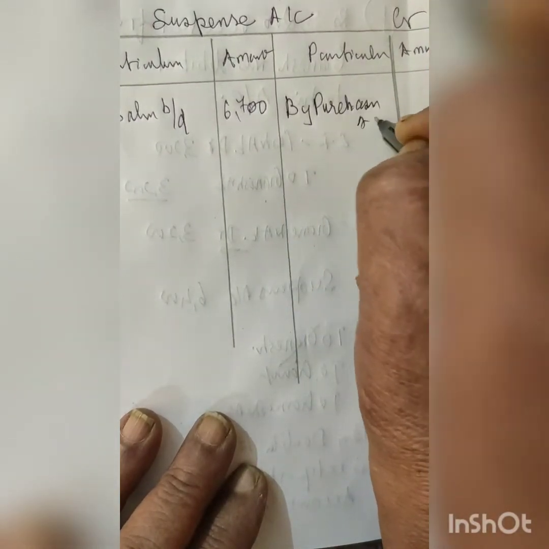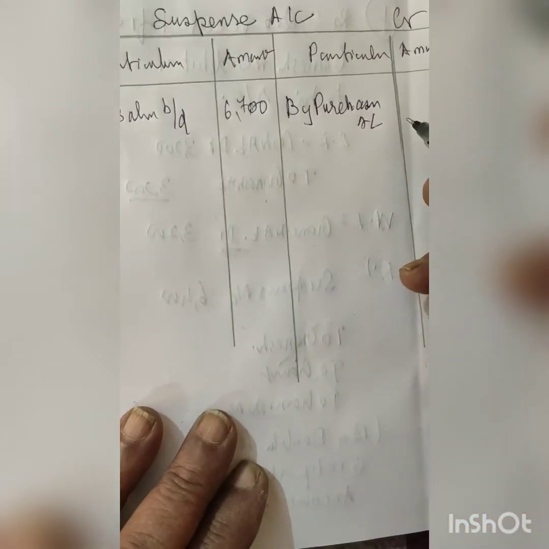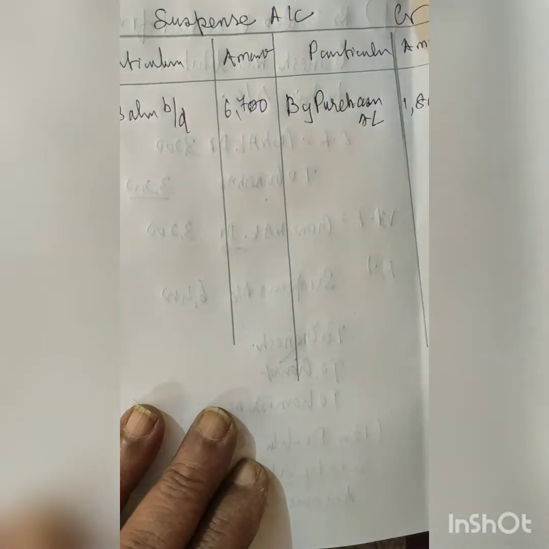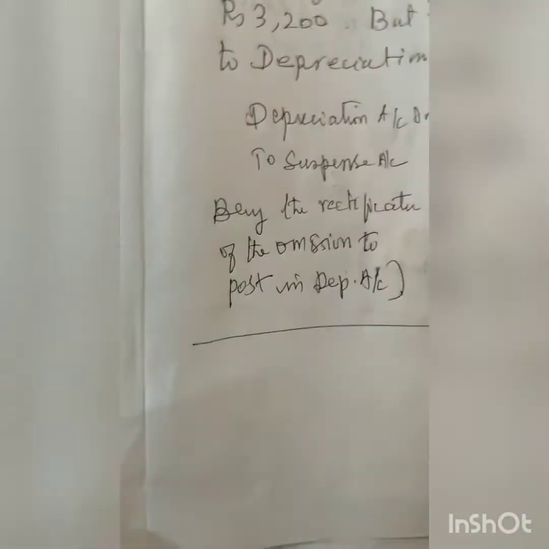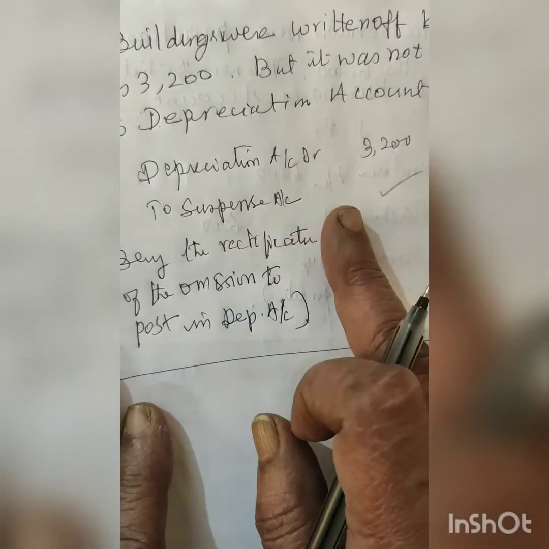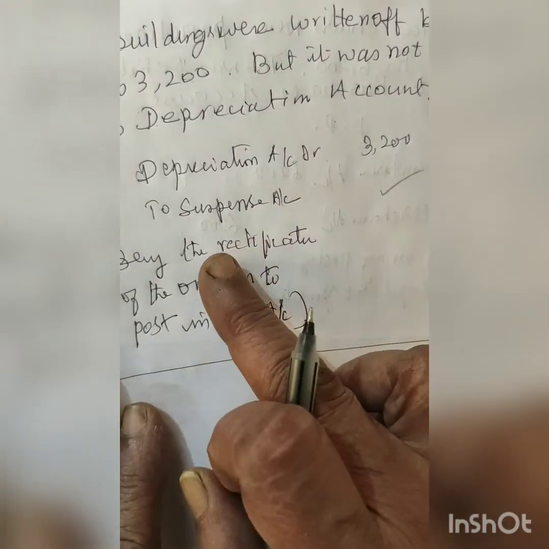By purchases account, how much? 1,800. Next sum, the buildings. Now let us see the buildings account. The buildings were written off by 3,200. Depreciation account debited 3,200 to suspense account.